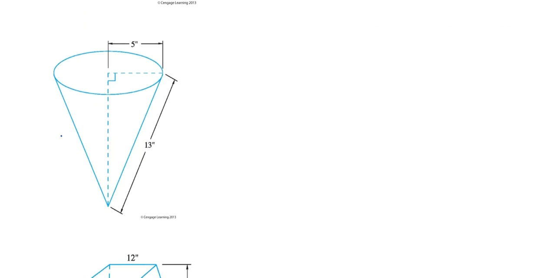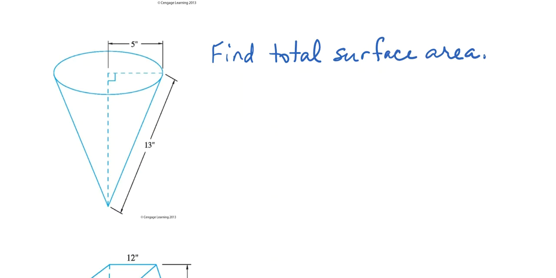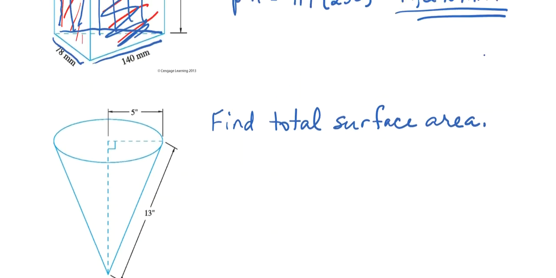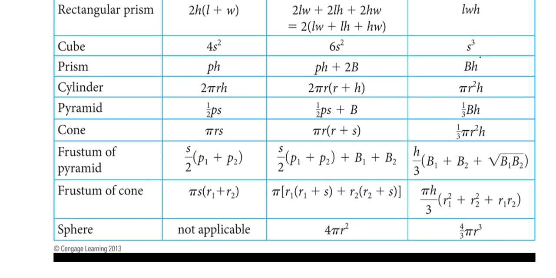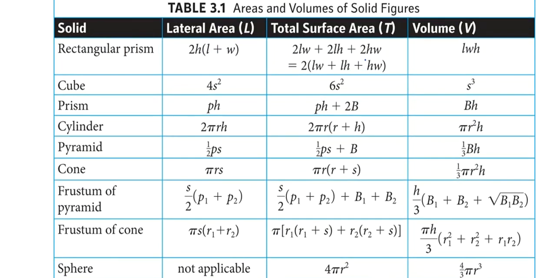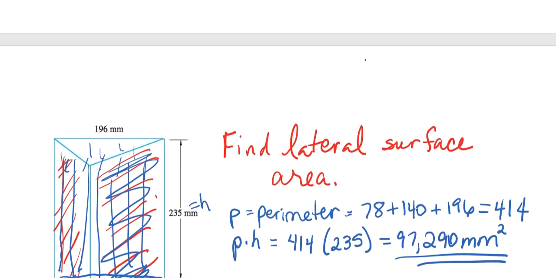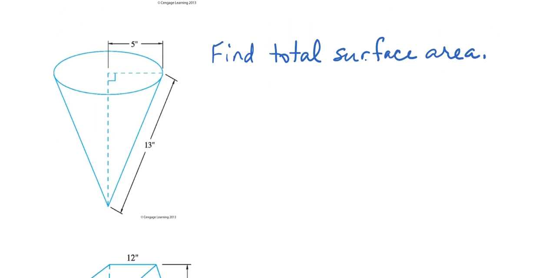So here I have a cone, it's just flipped upside down. Let's find the total surface area on this one. Now notice we always have to start by identifying the shape. So we have a cone, and I'm doing total surface area, so I'm doing pi r parenthesis r plus s. So I'm going to come back down and write the formula. Pi r times r plus s.